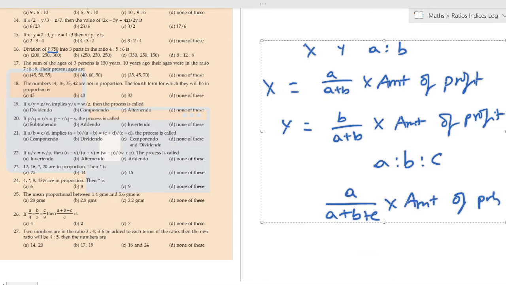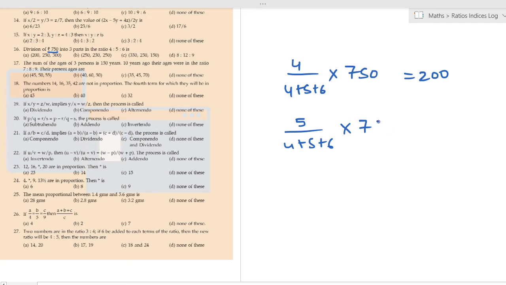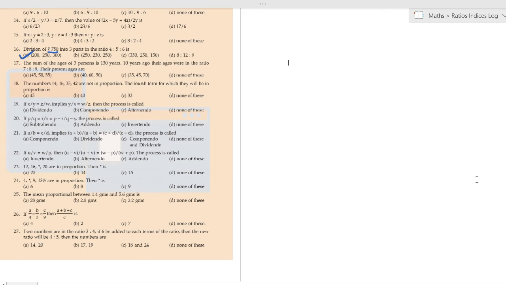Now if we have to divide the profit of 750, it will be 4 by 4 plus 5 plus 6 into 750. That will be 200. Next 5 by 4 plus 5 plus 6 into 750. That will be 250. So where can you see 200 and 250 in the question? Yeah, this one is the answer. Option A is the answer. So that's how we determine. This is a repeated question.